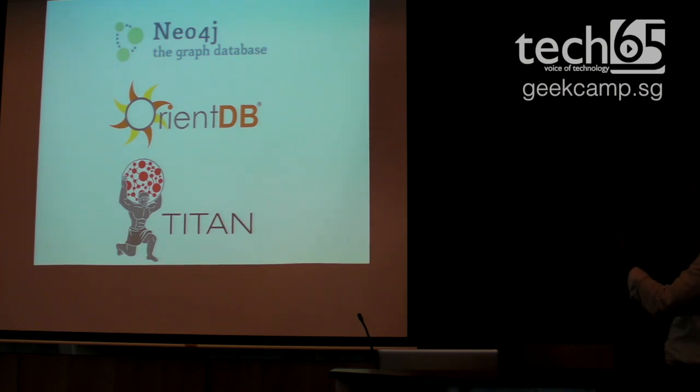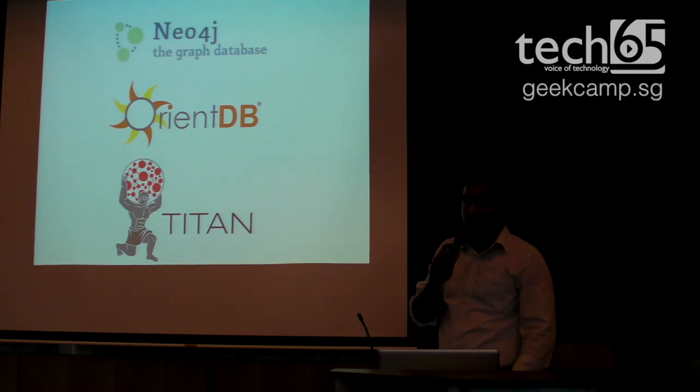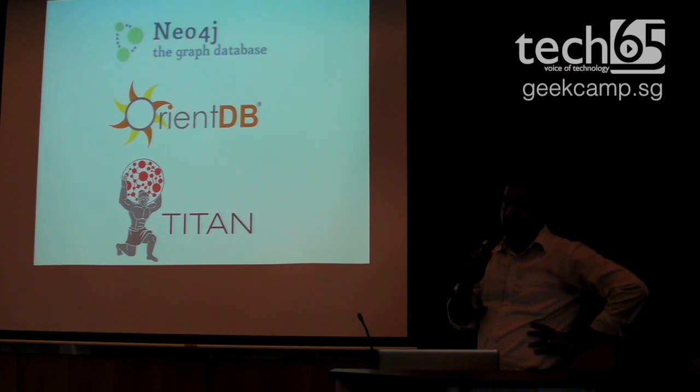The thing that's interesting about Titan is that the backend data storage is pluggable. So you can think about using it with databases like HBase and Cassandra, and you can actually distribute your graph, which actually is one of the hardest things to do as far as graph databases are concerned.